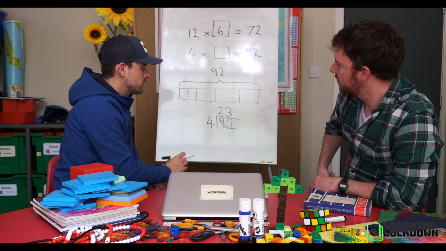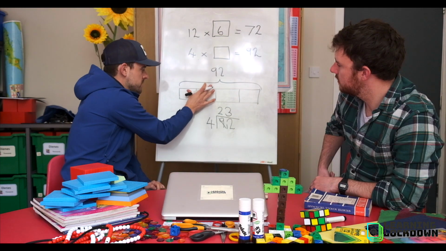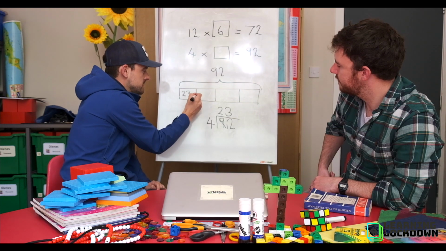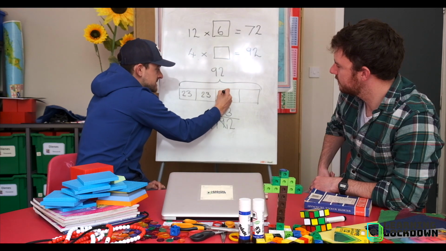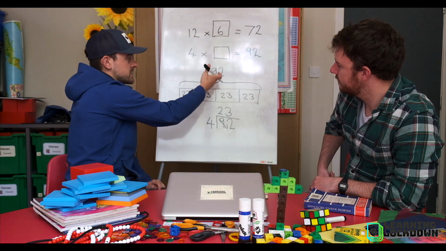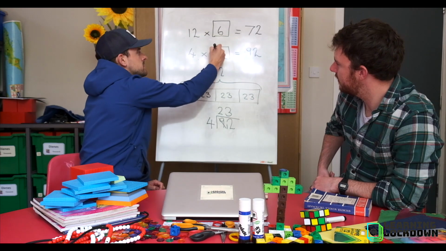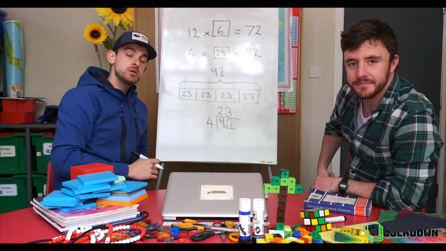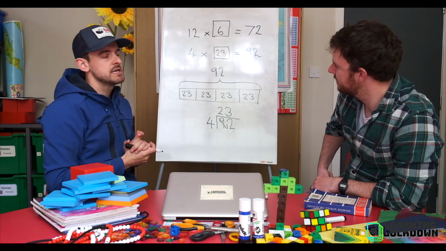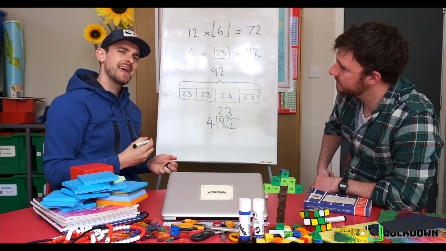So we know that 92 chopped into 4 equal pieces is 23. So we know that this piece is 23, this piece is 23, this piece is 23, this piece is 23, because 4 lots of 23 equals 92. Oh, 4 lots of 23. Got it. Equals 92. You've used division there to help with a missing number in multiplication. Let's have a look at a division problem then, where multiplication might help out.